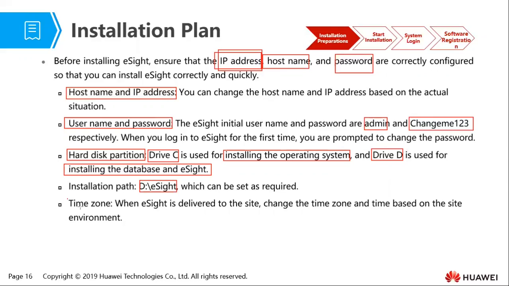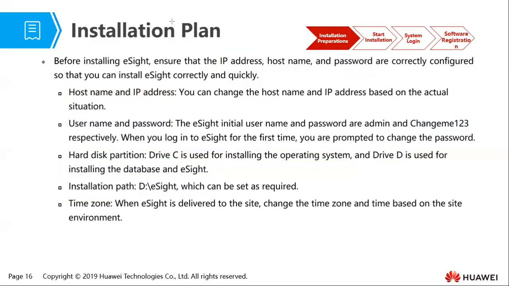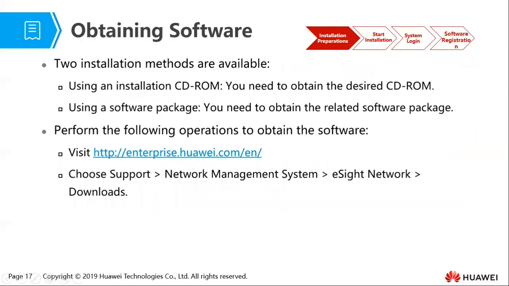It's also important. So when eSight is delivered to the site, change the time zone and time based on the site environment. So it's important so that when you are getting notifications, you can get the correct time when some of those parameters you're monitoring actually occurred.